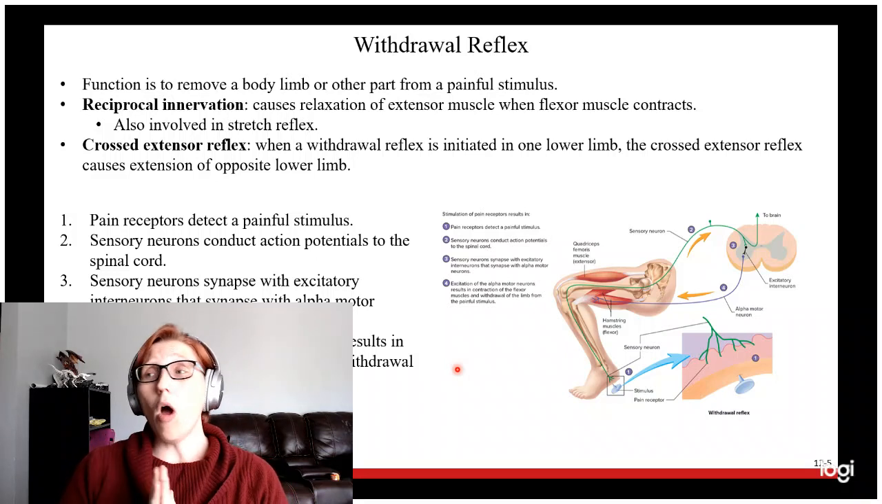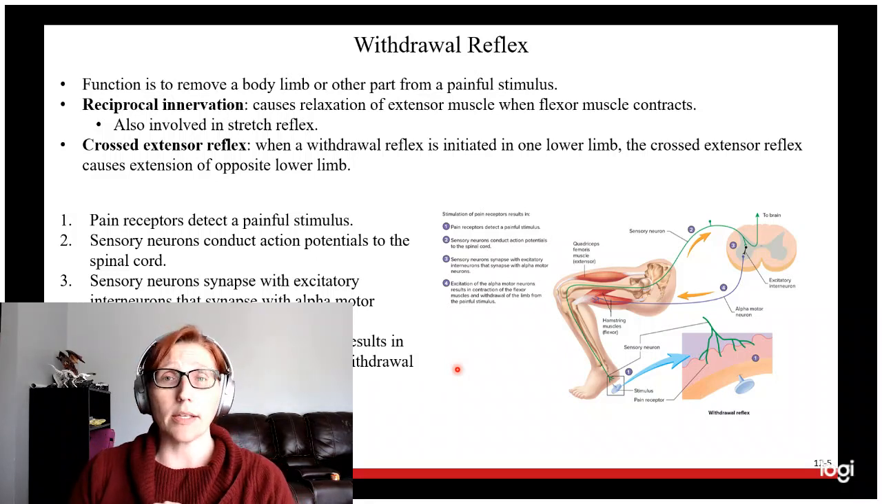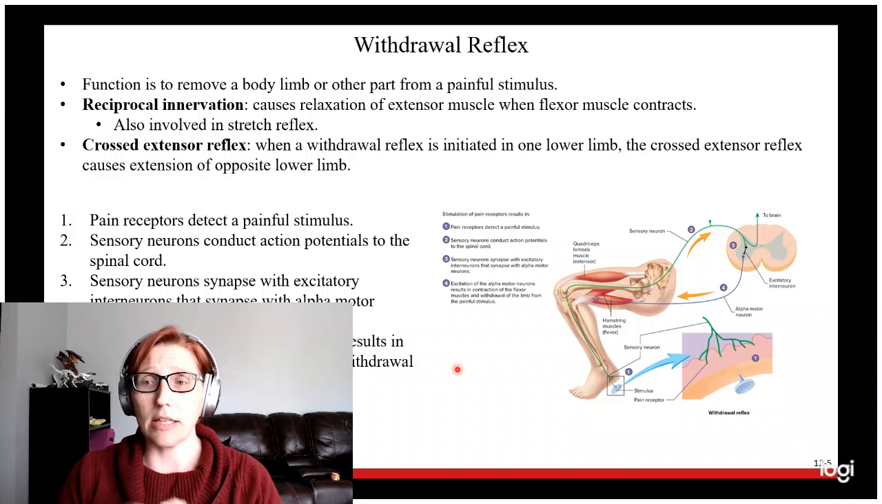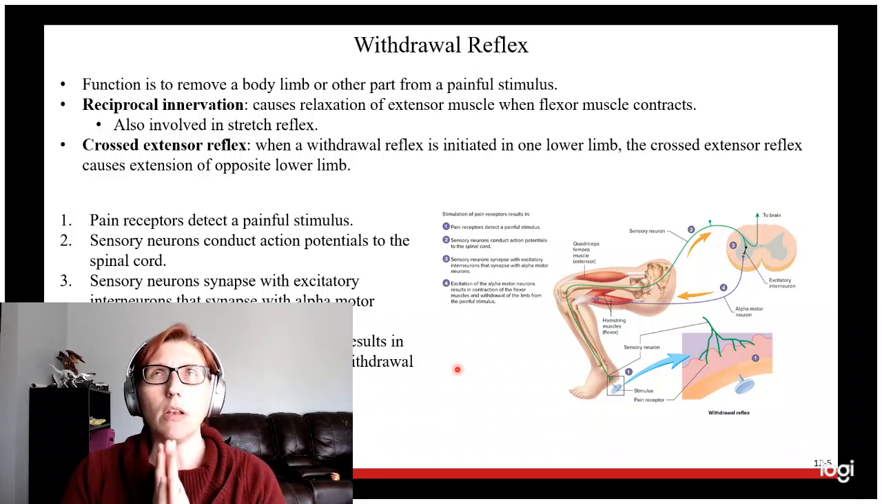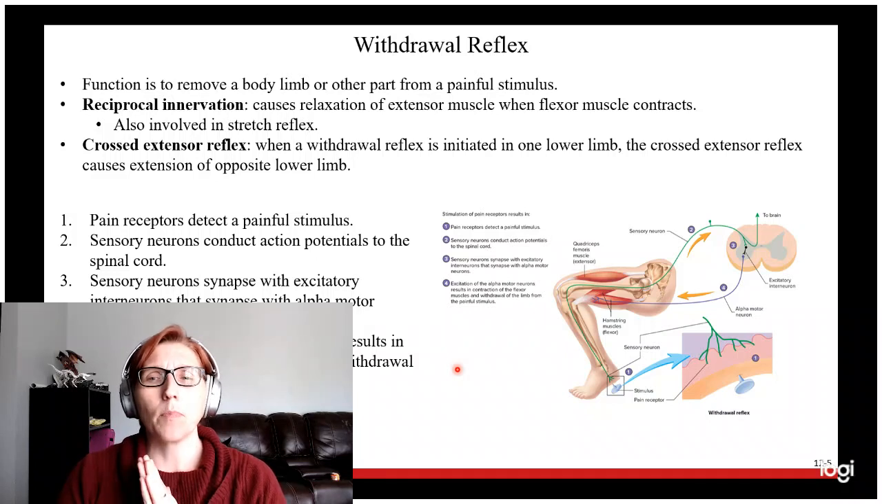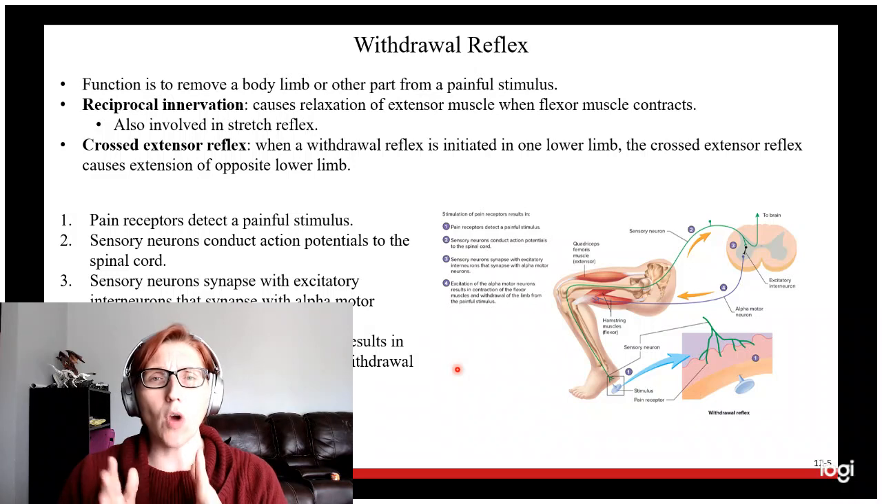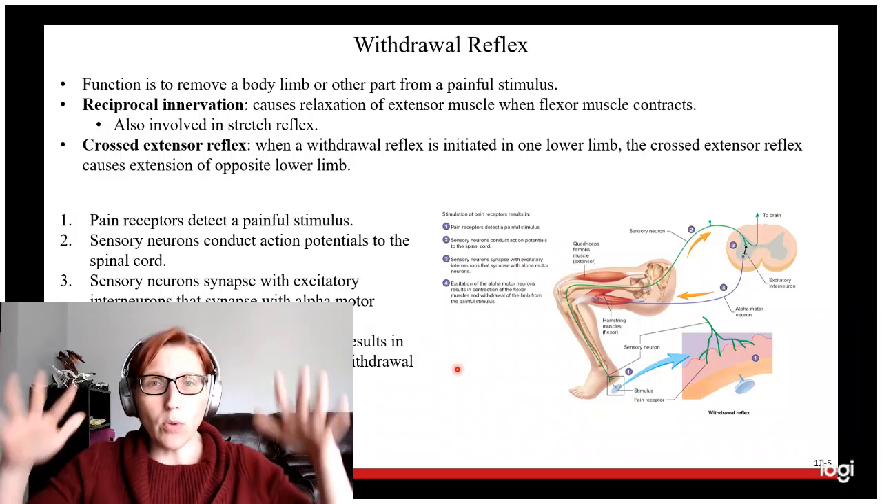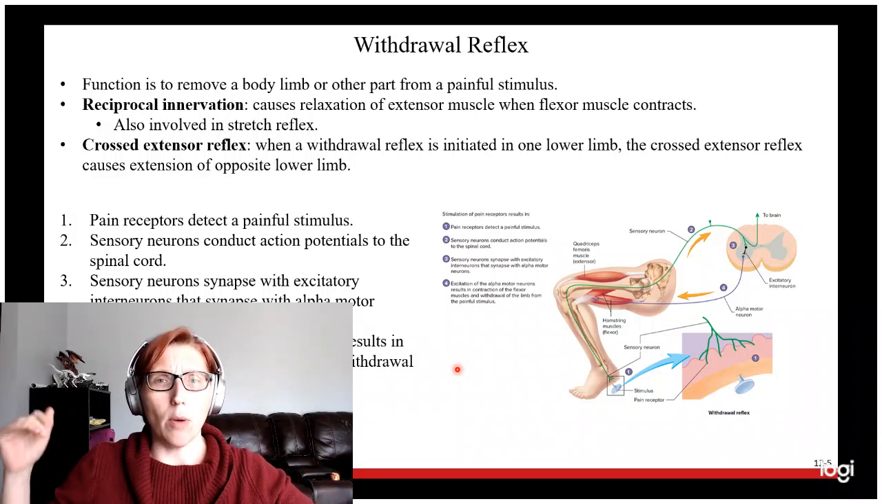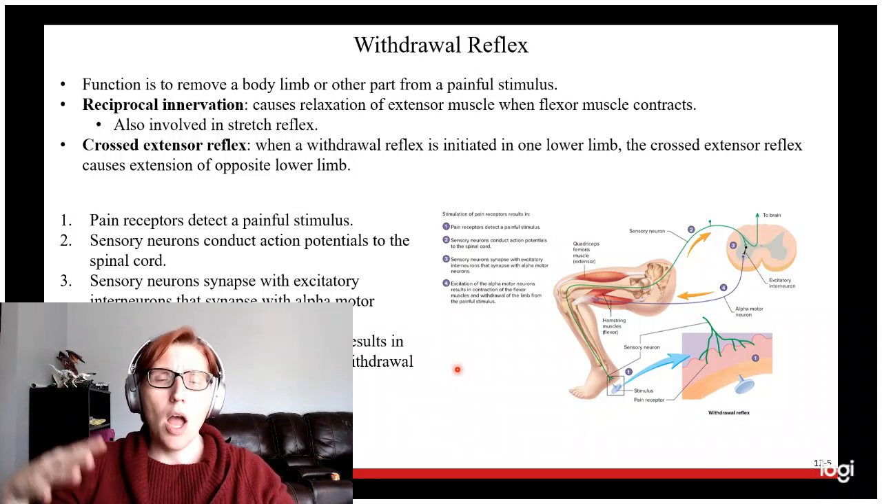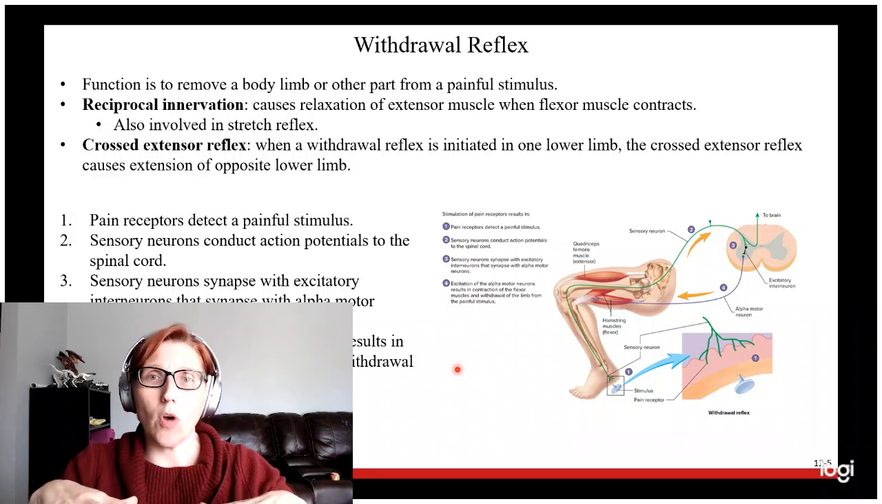Okay, the withdrawal reflex also follows a similar route. It has the interneurons because it is a polysynaptic reflex. And I've answered questions in the discussion board. I also feel like in one of the lectures, I talked about reciprocal innervation. But the withdrawal reflex is the one that you think about the most. You put your hand on a hot stove and, you know, it's your body responding to a painful stimulus. Get your hand off that stove. It's really important that you have the withdrawal reflex.